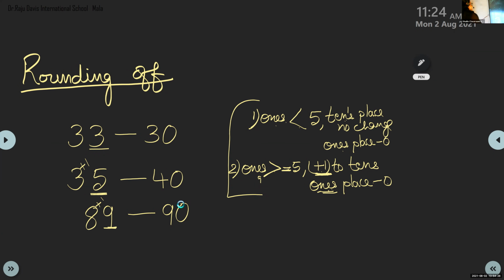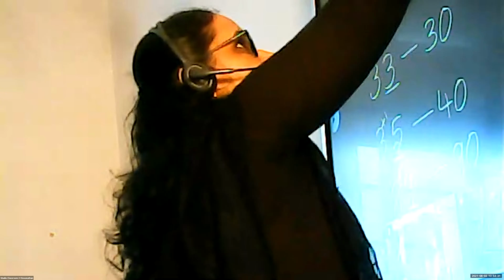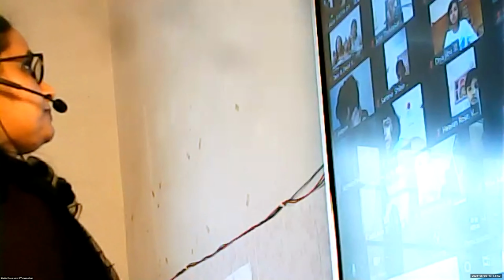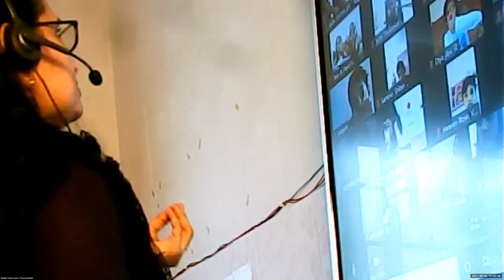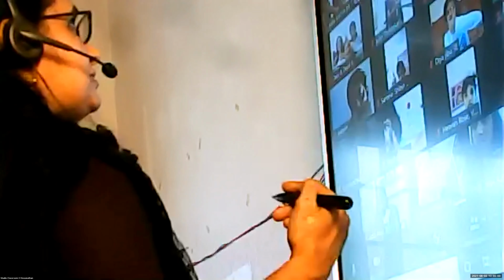So whatever the number be, the ones place will be 0. And according to the ones place, you have to do the plus 1 or plus 0. If the ones place is greater than or equal to 5, then add 1 to the tens place. If it is less than 5, no change in the tens place. Okay, and the ones place will always be 0. Did you get an idea what is to be done? A small idea you got, right? A small idea might have entered into your head, isn't it?